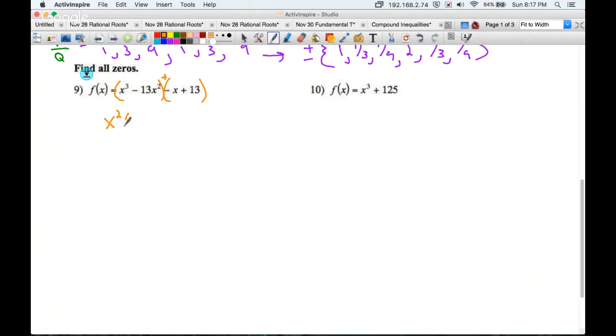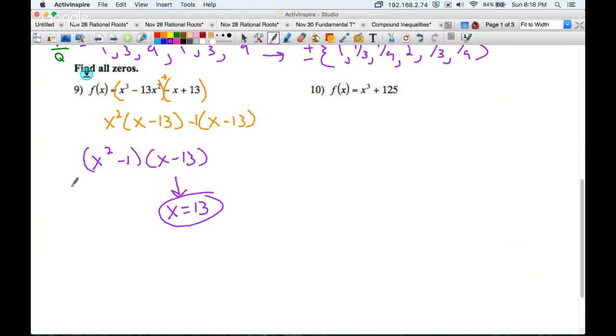I'm going to take an x squared out of the first, leaving behind an x minus 13. Let me take a -1 out of the second, leaving behind an x minus 13. Looks like we can do factor by grouping, so now I regroup. x squared minus 1, x minus 13, zero product property. This is just going to give me x equals 13 as one of my zeros. This right here, I'm actually going to show the work for. Adding 1 to both sides, taking the square root, x equals plus or minus 1.